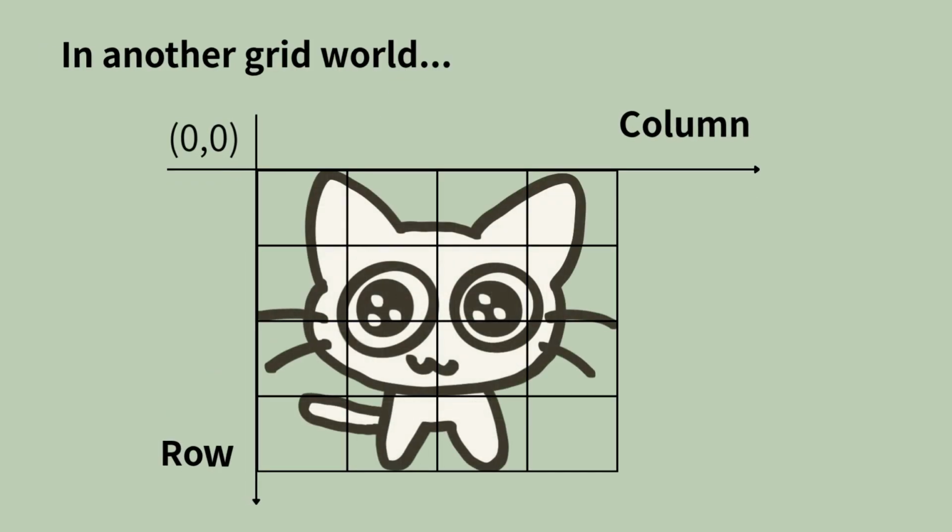But in game development or image processing, we often use another world, which consists of a row axis and a column axis. The origin starts from the top left corner of the window. So if you want to move from the origin to (4, 3) in this world, you have to move downward 4 points and to the right 3 points.